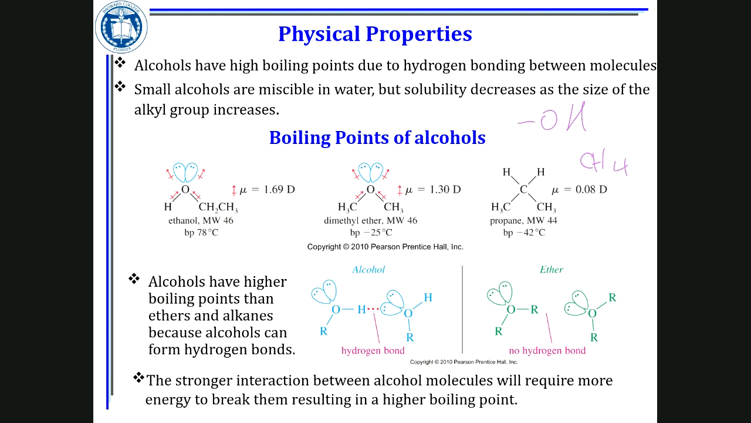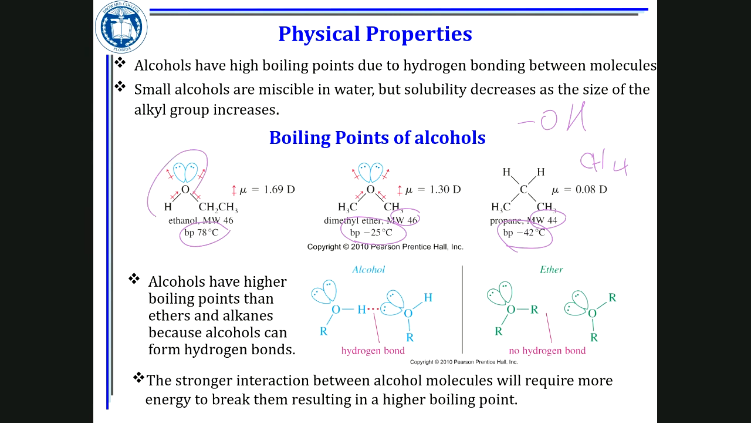Comparison of these compounds with the same molar mass, 46, 46, and almost there, 44. Boiling point for alkane, minus 42. For ether, minus 25. And for alcohol, 78. And that's because of the hydrogen bonding.